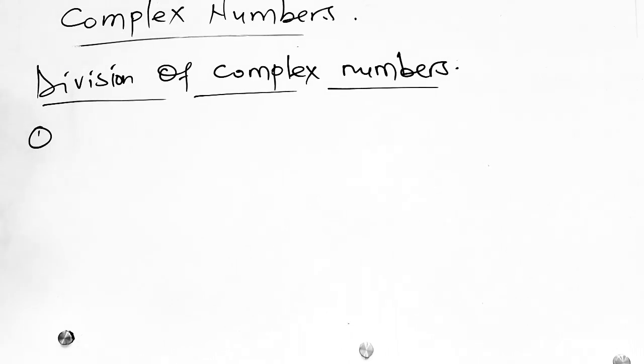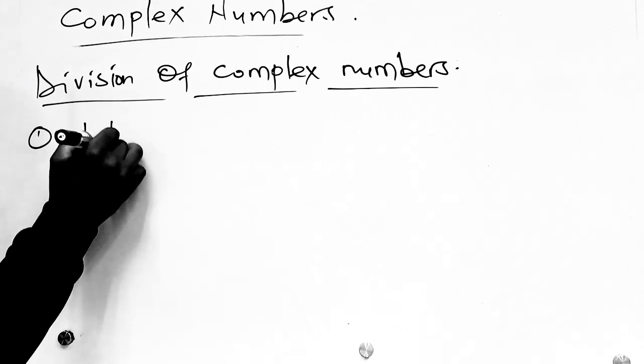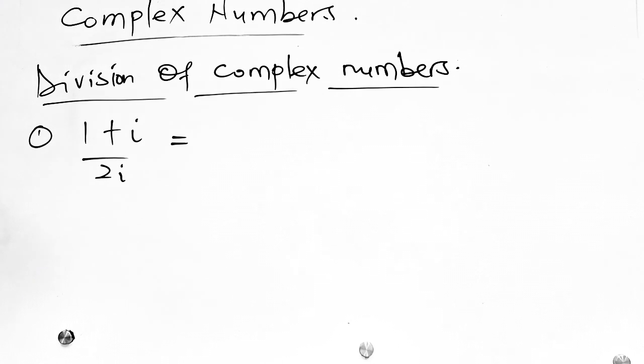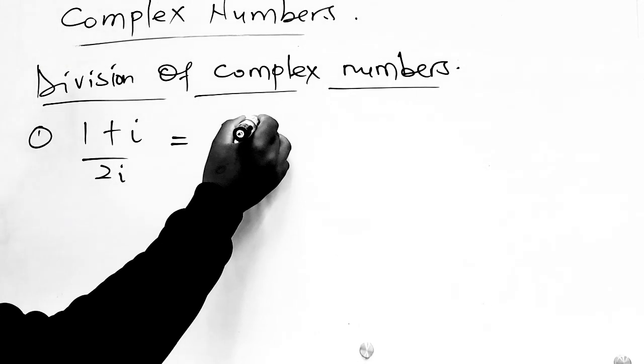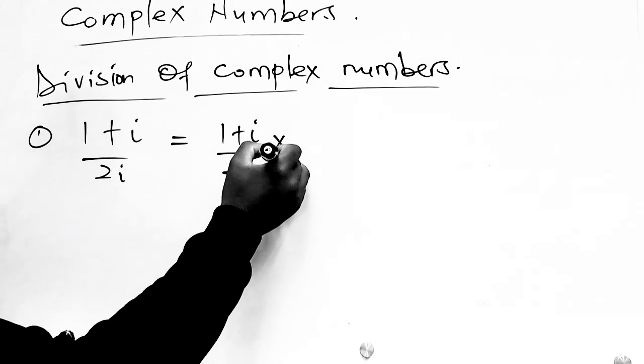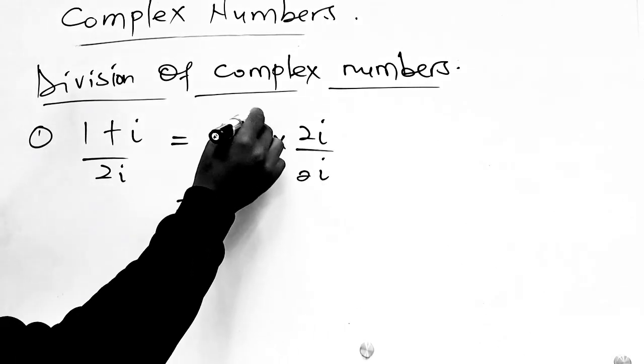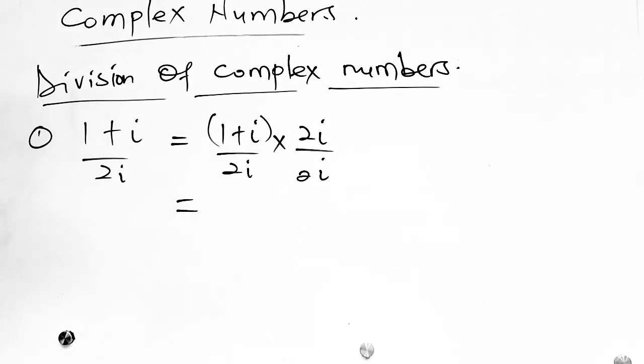So in this case, let's have a few examples to see how we divide complex numbers. Example 1: 1 plus I over 2I. What we need to do here is multiply by this 2I on the numerator and on the denominator. So this is 1 plus I over 2I multiplied by 2I over 2I. Here we have brackets so that we can do our FOIL method of multiplication.